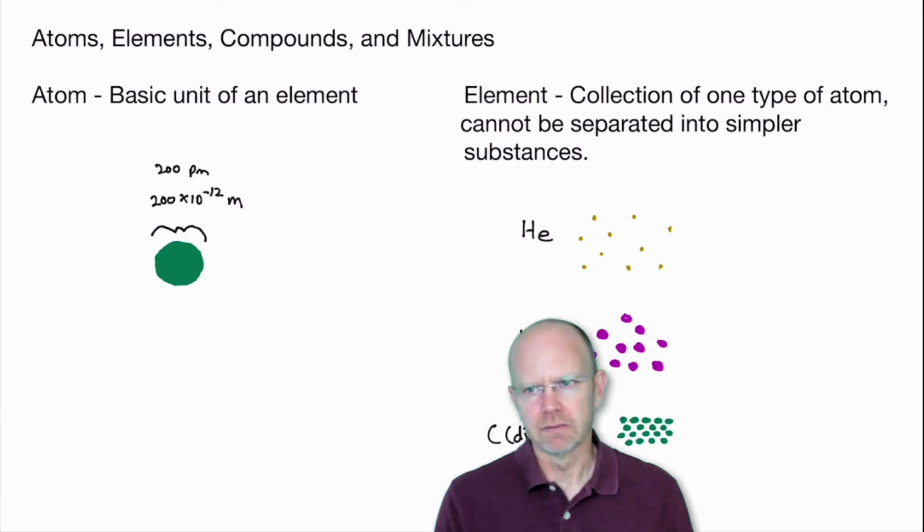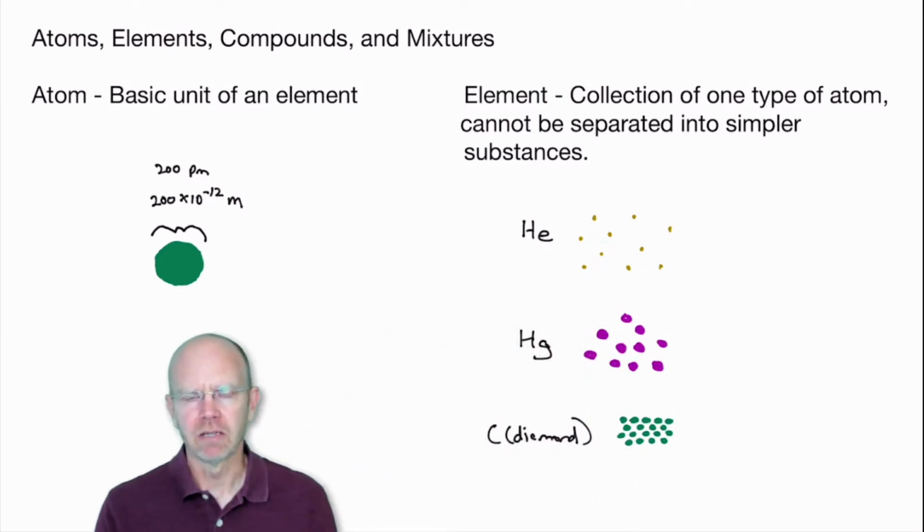So an atom is the basic unit of an element or of matter. All matter is made up of atoms. Atoms are these tiny, tiny things. If you think about the diameter of an atom, it's about 200 picometers across, which is 200 times 10 to the minus 12 meters, much, much smaller than we can see. If you have many of the same type of atom, we call that an element.